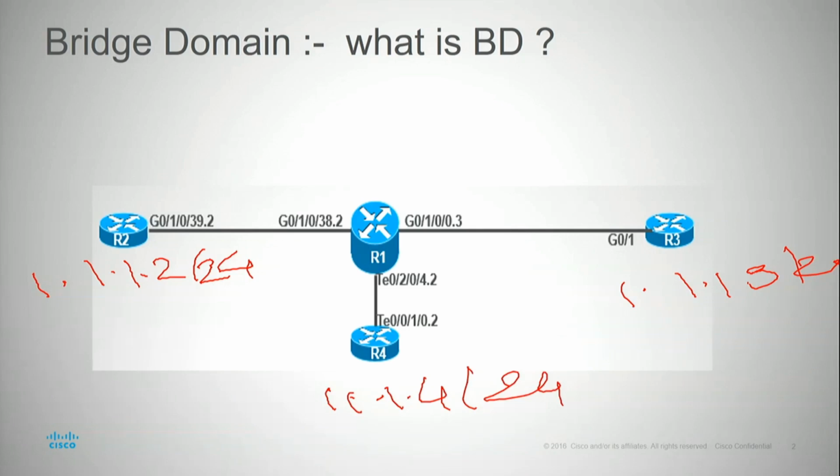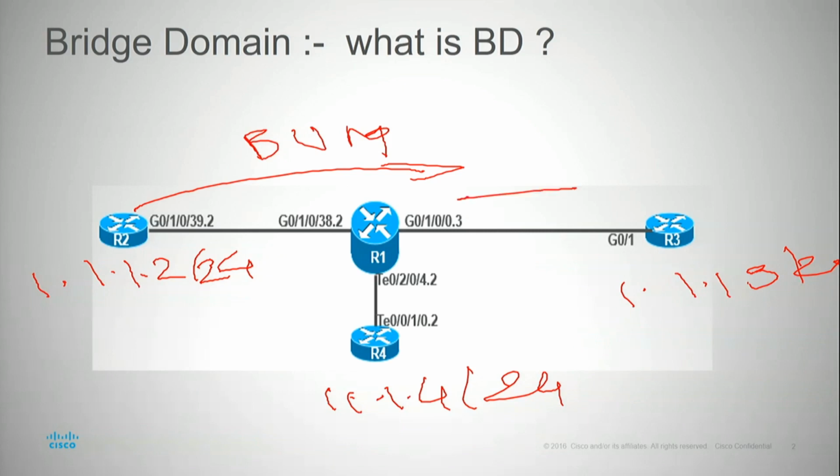If any BUM traffic hits from here, any broadcast, unknown unicast and multicast traffic, it will pass on all interfaces. And if any known unicast hits here, it will see from where it has learned the MAC address, and based on that it will forward on that port. So the router will just act as a switch here, and it will forward according to the MAC address. So here is the bridge domain definition.